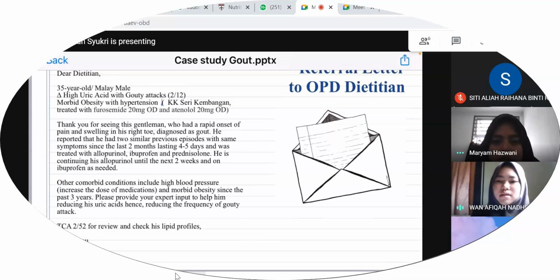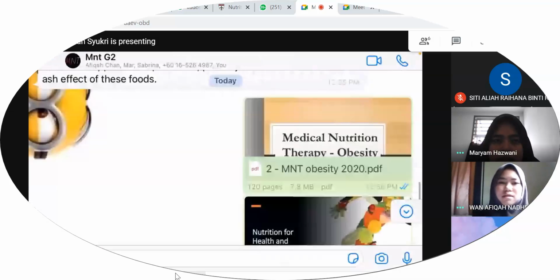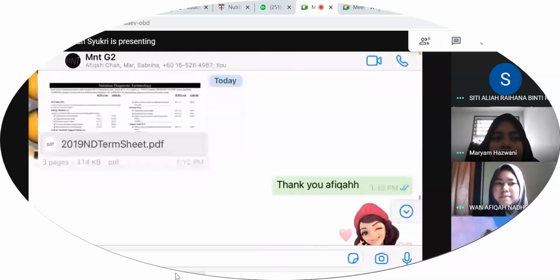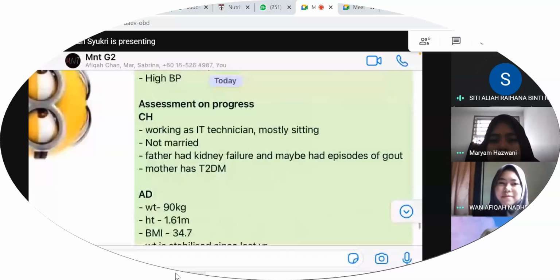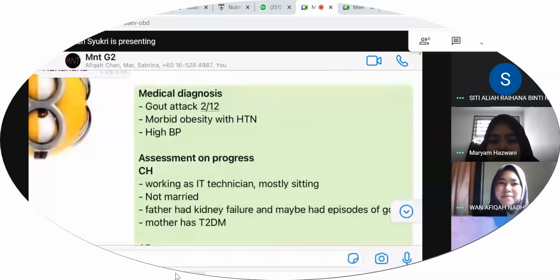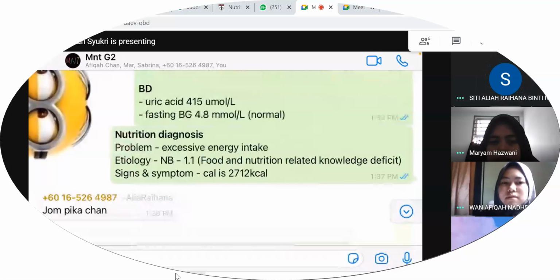Excessive energy intake. Make sense or not? Energy is for what? No. Energy for obesity. Do you see? Okay. Right. So that's why you have to use the reason of referral to guide your prioritization as well.